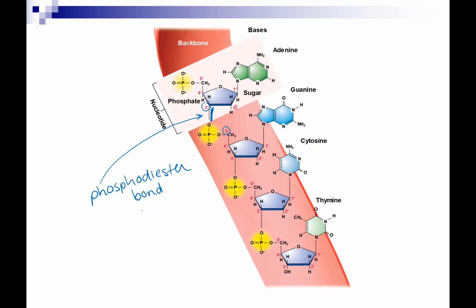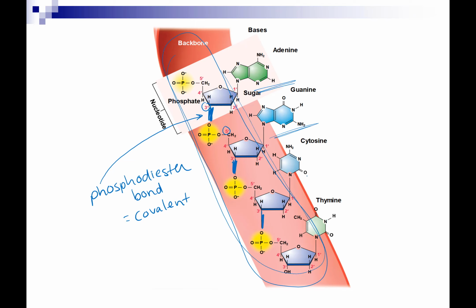The phosphodiester bond is a covalent bond. So every time between a phosphate and a sugar, a phosphate and a sugar, a phosphate and a sugar, that's your phosphodiester bond. Okay. Now you can easily see the sugar-phosphate backbone, right? It's repeating, and what's different is which bases are bound to the nucleotide.